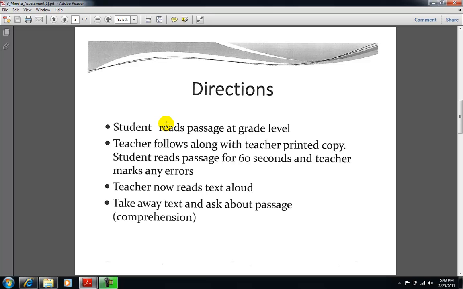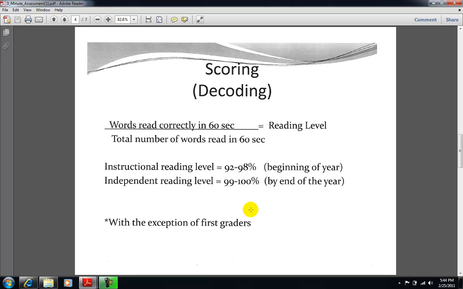So, the first thing that we're going to do with regard to scoring after you've given the assessment, we're going to look at decoding and or word recognition accuracy. So really what we're looking at is the total number of words read in 60 seconds and the words read correctly in 60 seconds. And so we're going to take those two numbers, as you can see on page 9 as the example, 86 words read correctly out of 94 words, total words read, dividing it to get some sort of percentage.